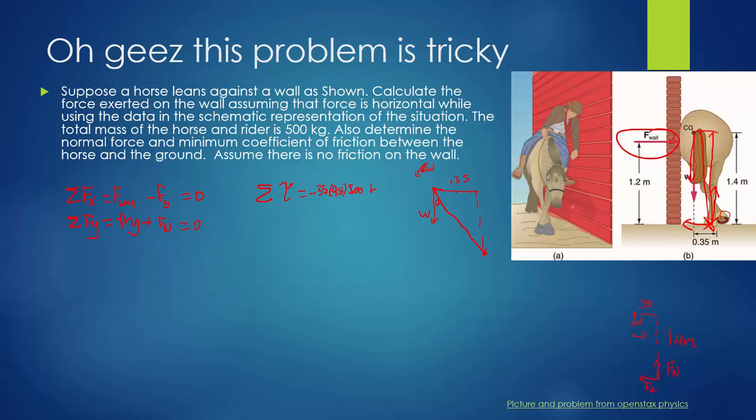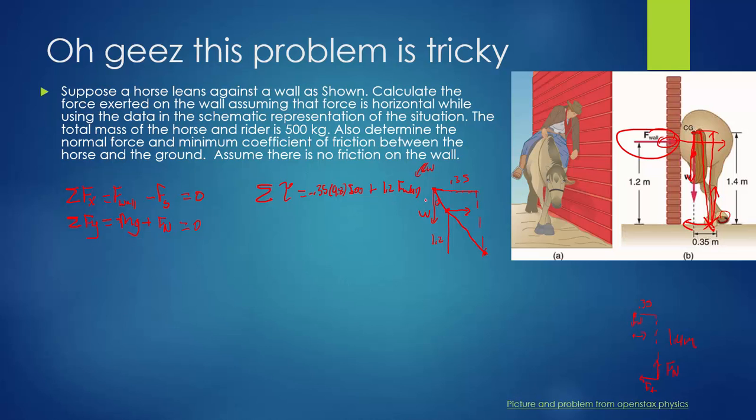Plus, now I need a clockwise torque to balance that. And the clockwise torque is the force the wall is exerting. But you'll notice it's not exerting it up here on the center of gravity of the horse. It's actually a little bit lower. It's down here. And its lever arm is only 1.2 meters. So if I draw that on this picture, that force is acting right here. And again, I know my vertical lever arm distance. It's this distance. It's 1.2. So I take 1.2 times the force the wall exerts.